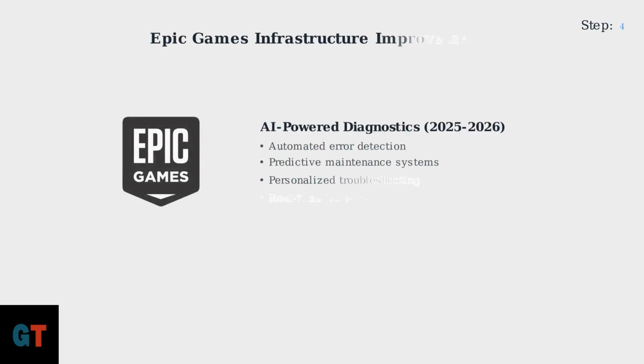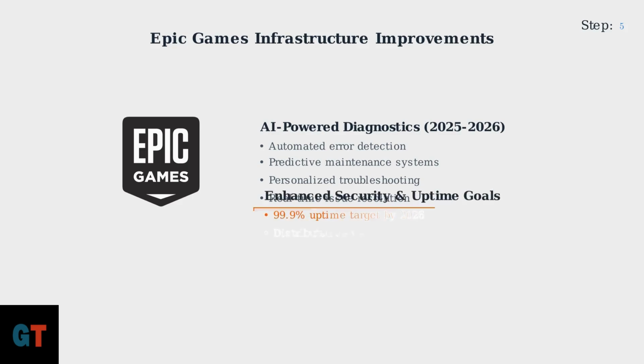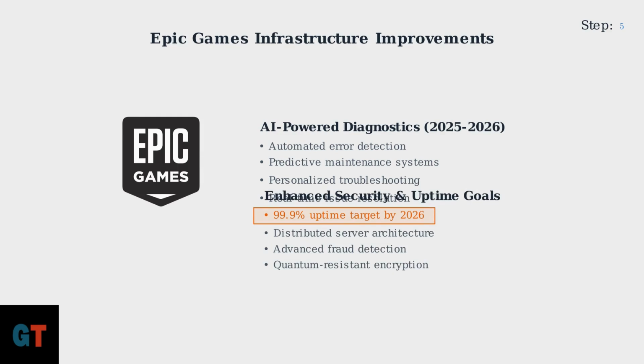Epic Games is implementing advanced infrastructure improvements to minimize login issues. AI-powered diagnostics will automatically detect and resolve authentication problems before they affect users. Enhanced security measures and infrastructure upgrades target a 99.9% uptime goal by 2026. These improvements include distributed server architecture, advanced fraud detection, and quantum-resistant encryption for future proofing.